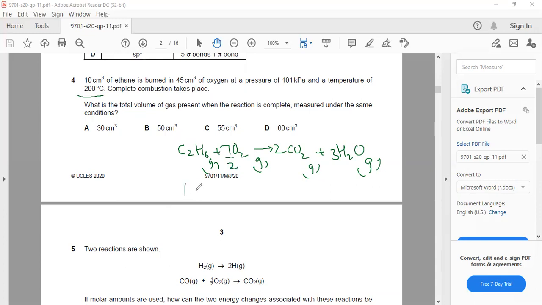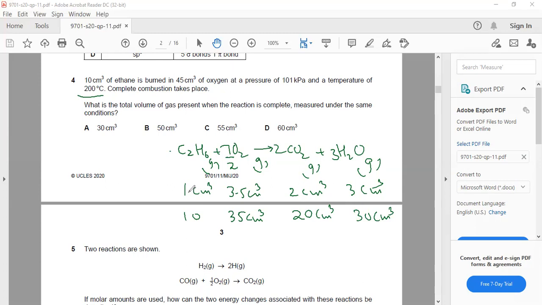So 1 cm cube. For gases, we can use the mole ratio as the volume ratio also. 3.5 cm cube, 2 cm cube, 3 cm cube. Okay, so if it is 10, it requires 35. It will form 20 and 30.